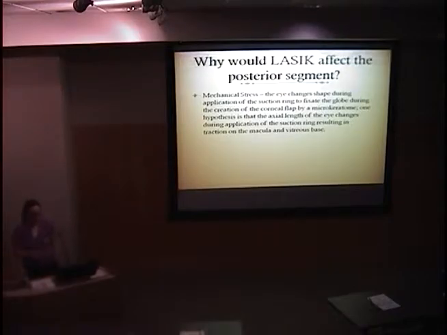So I guess the first question is, why would LASIK affect the posterior segment at all? Why should there be any effect? And I guess the intuitive thought is, there's some sort of mechanical stress on the eye when we're doing LASIK surgery. In order to create a corneal flap by a microkeratome, a suction ring has to be applied to the globe. And so an intuitive thought is that the axial length of the eye is going to change when that happens, and that can cause traction on the macula and the vitreous base and create breaks in the retina.